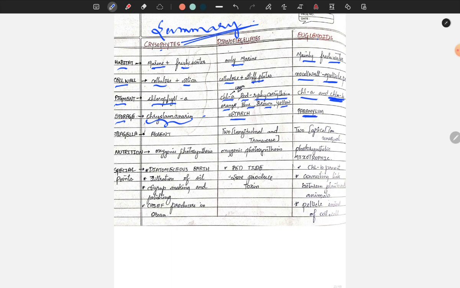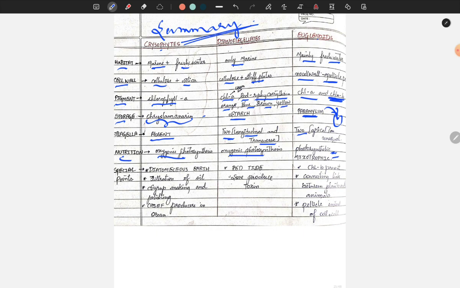Now flagella, I told you in chrysophytes it is absent. In dinoflagellates, two are present, one longitudinal and one transverse. And in euglenoids, two are present at the apical end, like this, one short and one long. And special points. Nutrition: it is oxygenic photosynthesis, here also oxygenic photosynthesis, and it is mixotrophic. Now guys, both autotroph and heterotroph are present. Autotroph in presence of sunlight, heterotroph in absence of sunlight.